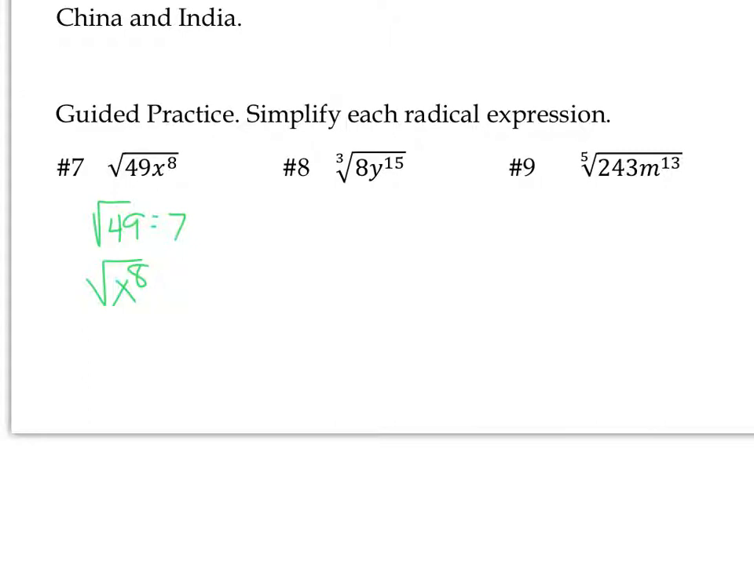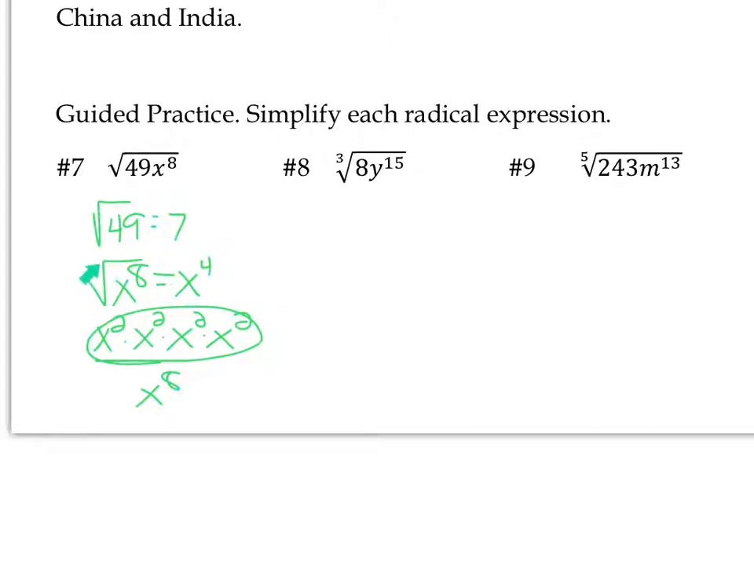Okay? This would be like saying x squared, x squared, x squared, and x squared. If we multiplied all of this together, we get x to the 8th. So there's 4 pairs of x's, x to the 4th. Okay? The square root of x to the 8th is x to the 4th.